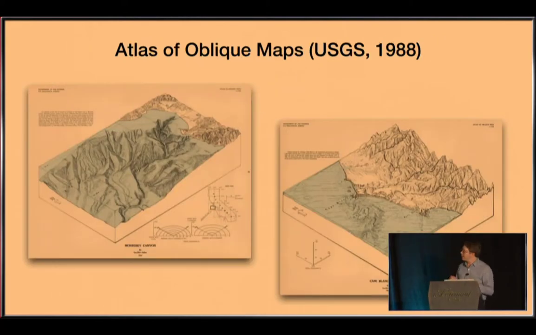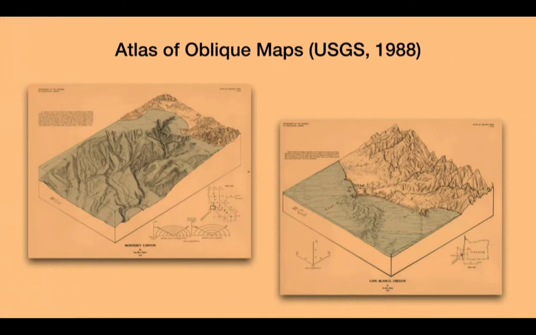So here are two examples from the source of all things cartographic in the US, the USGS. The Atlas of Oblique Maps, published in 1988, contains beautiful 3D representations of topographic and bathymetric data. Unlike a 2D contour or color map, you don't need a degree in cartography or to read a color bar to know what's going on.